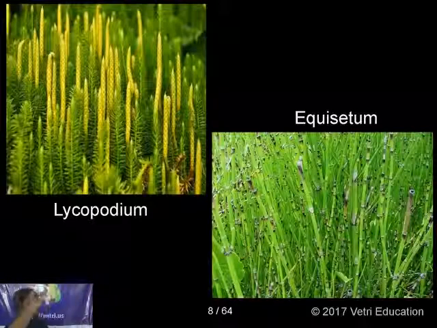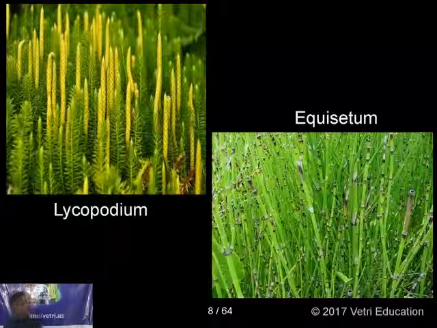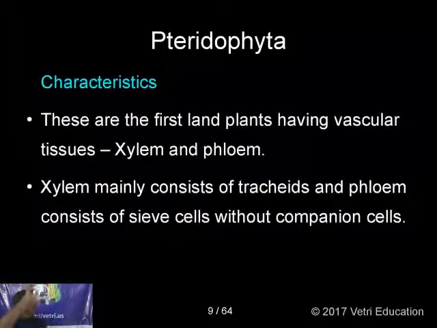Here you can find two diagrams, the lycopod and equisetum. There the stem is very strong and very tall. These are the first land plants having vascular tissue. I told you already, these plants are vascular cryptogams having vascular structures.